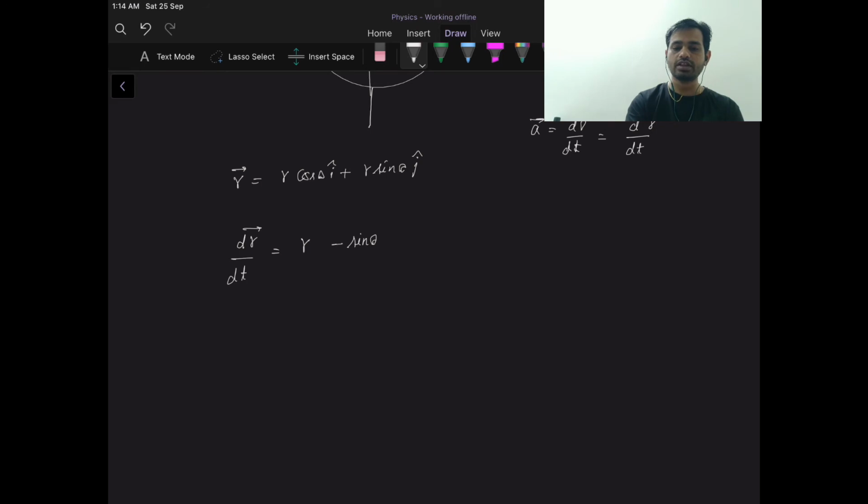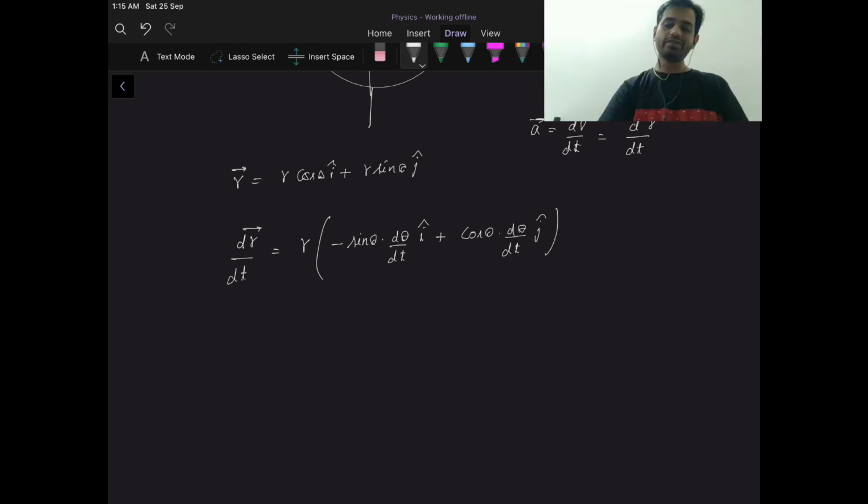And since this is theta, we have to differentiate theta also. So this is equal to d theta by dt, this into I cap, plus the differentiation of sin theta is cos theta into d theta divided by dt, this into j cap, right? So what is the value of d theta by dt? This is nothing, it is just omega.